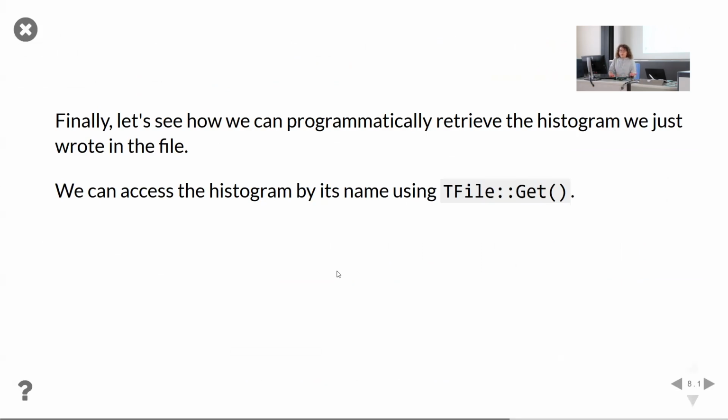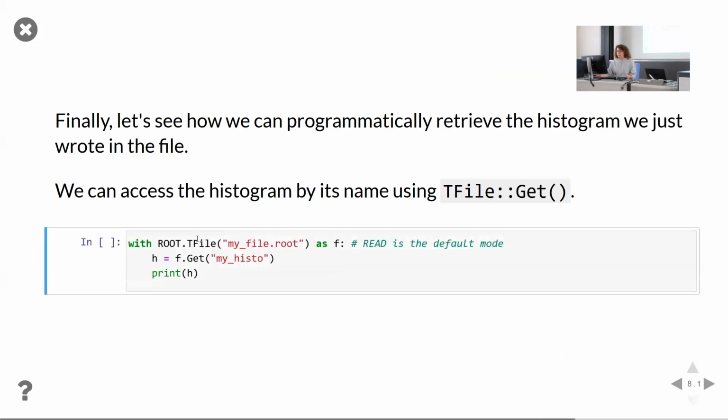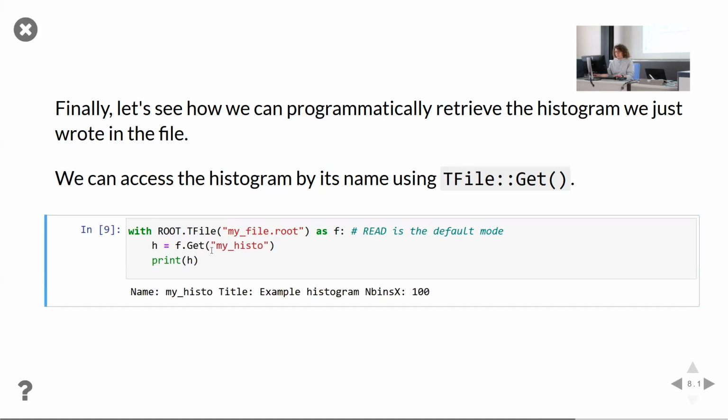We can do it again by using TFile. So now we open again with the context manager. We open the file. Notice that I don't give an argument right now because I don't want to recreate. I don't want to update. I just want to read, which will be the default. And then on the file object I can call Get with again the name of the histogram we just created. So let's see what it does.